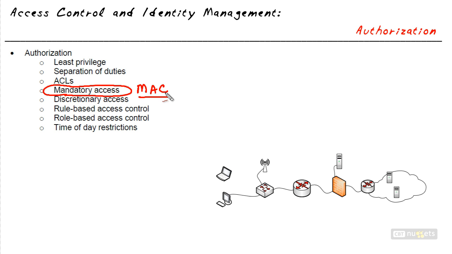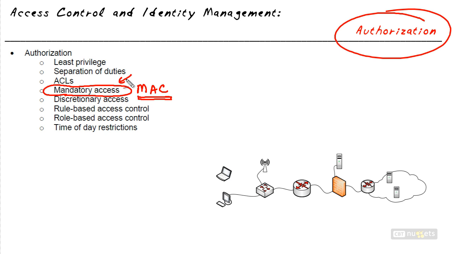Now, the actual acronym for MAC, we use that lots of places. For example, a MAC address on an Ethernet adapter, which stands for Media Access Control, or MAC, like Macintosh. But in the case of authorization and access control, we're going to realize that MAC refers to Mandatory Access Control. And that effectively means it's not optional.